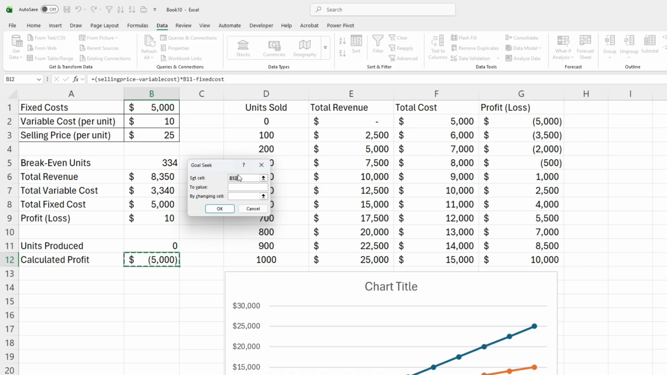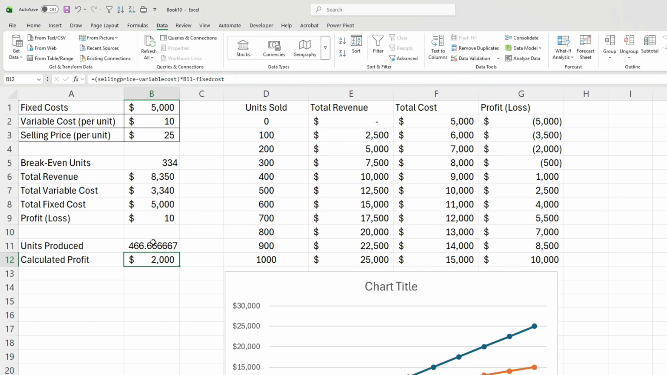So what I'm going to do is for the set cell, this is the cell that I want to assign to a certain value. So my calculated profit, that is actually the cell that I want because I want that cell to equal 2,000. I want a profit of 2,000. And now by changing cell, this is where I select the cell that I want Excel to basically do a trial and error on until it gets to 2,000. And that's going to be my units produced. So if I click on enter, now it's going to go to work. I'm going to hit OK. And it calculates that 466.666 units. That's going to be how many I need to produce to get to a profit of $2,000.